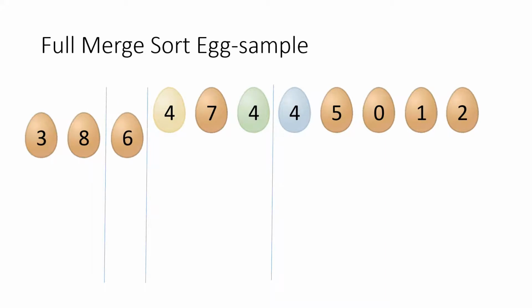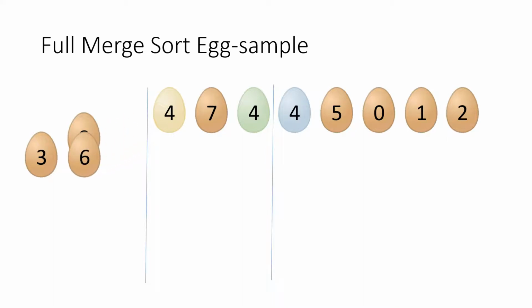Now the array with the 3 and the 8 can be merged into the array with the 6. In this case, the 3 is compared to the 6. 3 is lower, so it gets selected. 6 is compared to 8. 6 is lower, so it gets selected. And 8 is added to the end. Now we sort the right part of the array with the 4, 7, 4. We divide it in half once again.